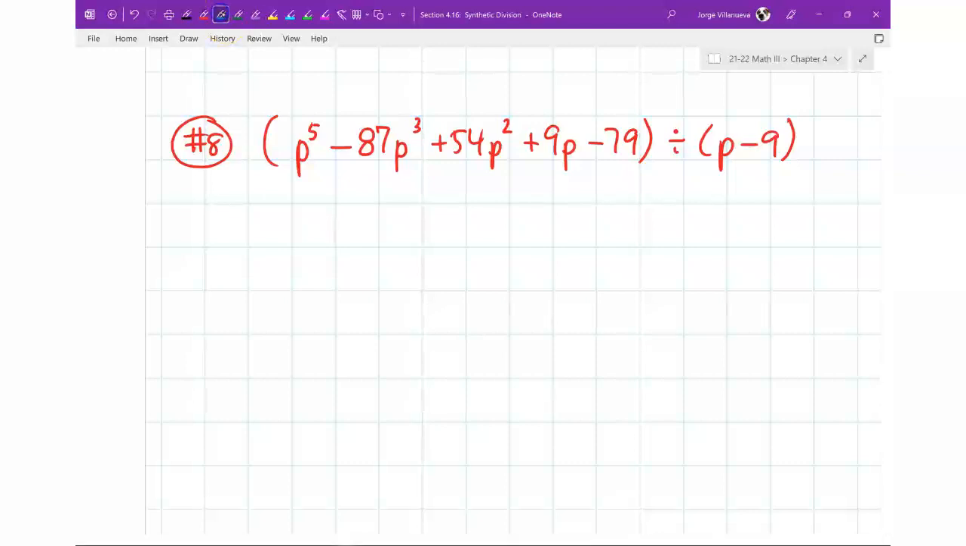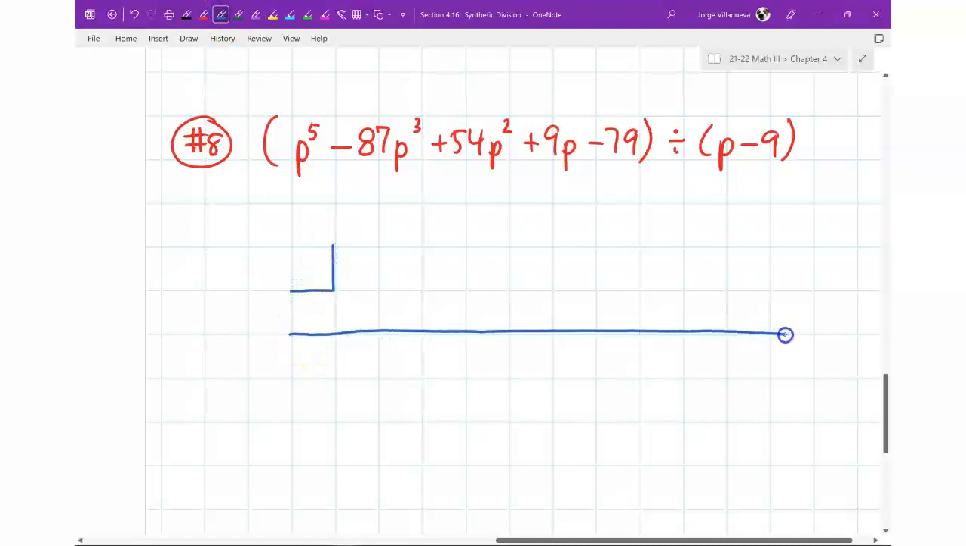So how am I going to do that? Oh, here you go. So like I said, I'm going to set it up for you, and then I want you guys to try getting the answer. We're going to put a positive 9, right here. Because that's what it says, p minus 9. So we're going to put a plus 9 there. And then a 1, a 0, a negative 87, a positive 54, a 9, and a negative 79. Plus and times. Why did I put a 0 again?